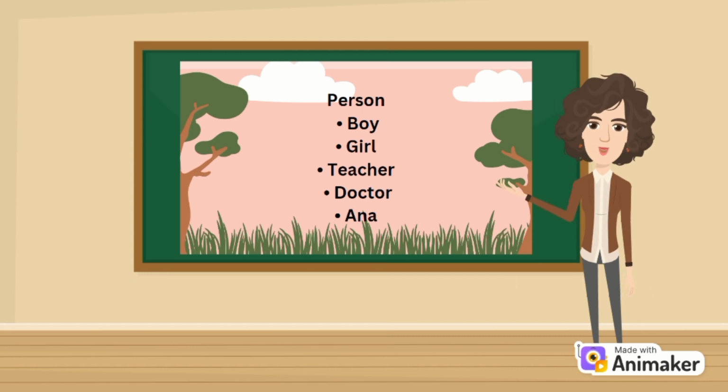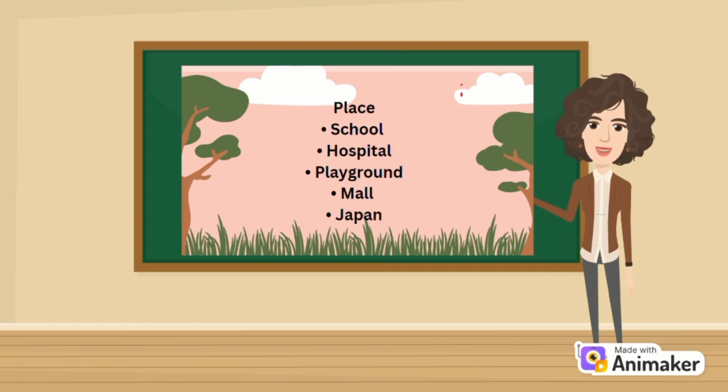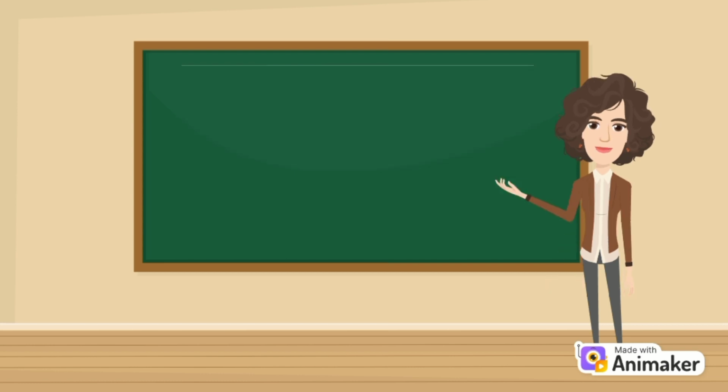Examples: for person we have boy, girl, teacher, doctor and Anna. For things we have pencil, notebook, cell phone, car, and shoes. For places we have school, hospital, playground, mall and Japan.